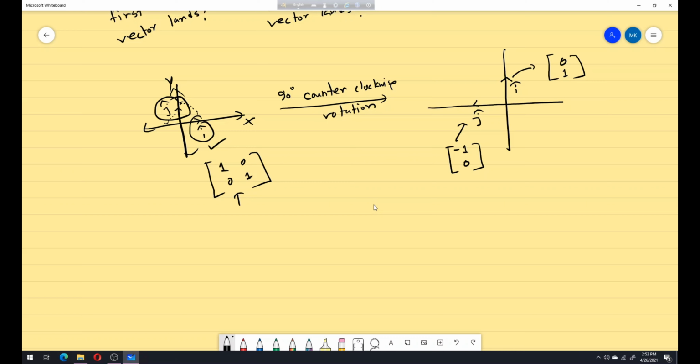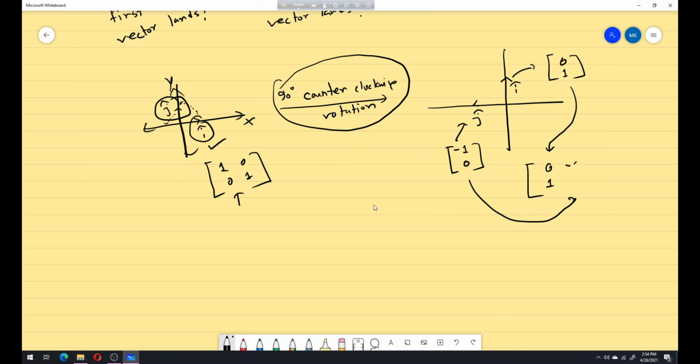So the matrix for performing a 90-degree counterclockwise rotation would be 0, 1, which comes from here, and -1, 0. Right? So this is your 90-degree counterclockwise rotation. This is your first operation. Let's see another operation.